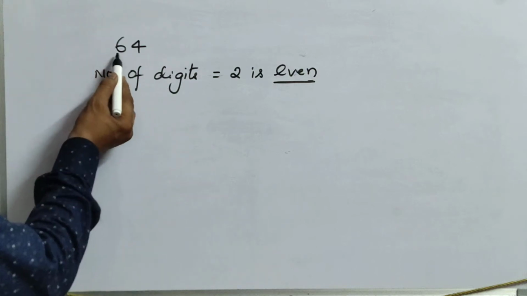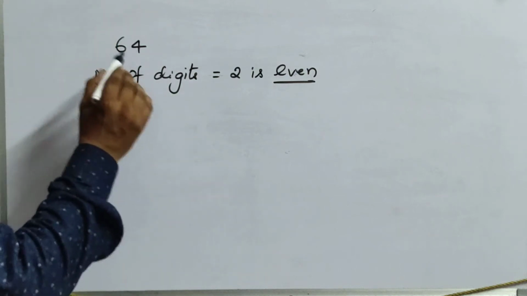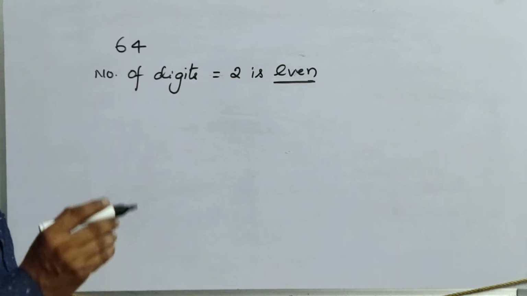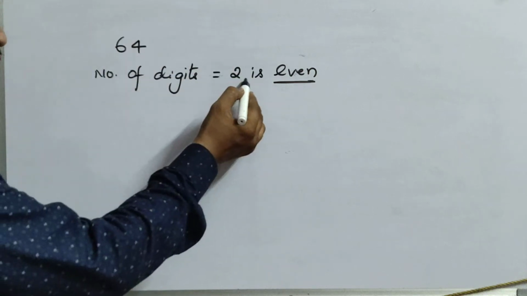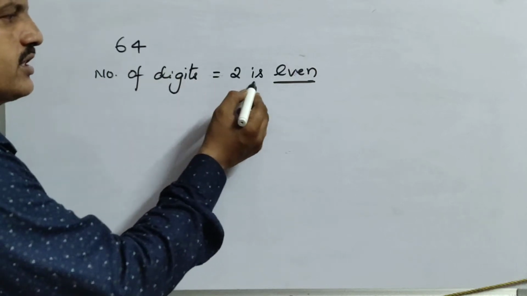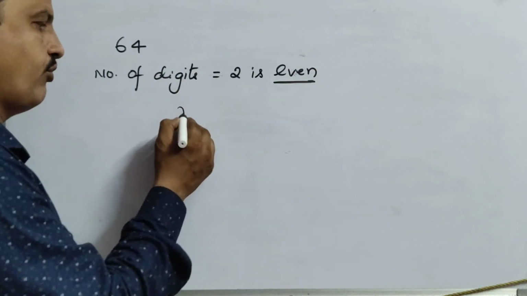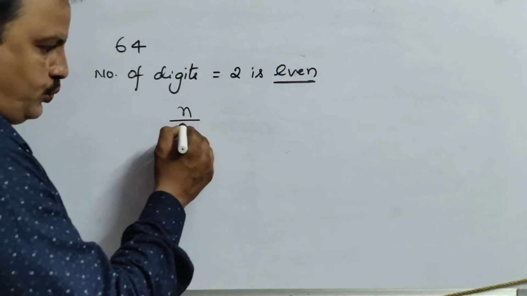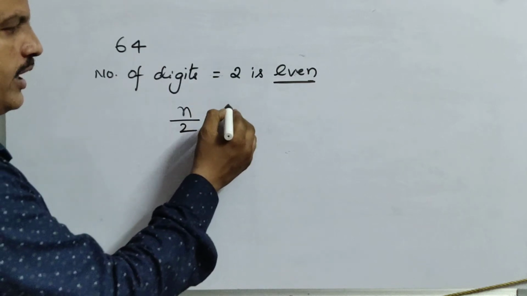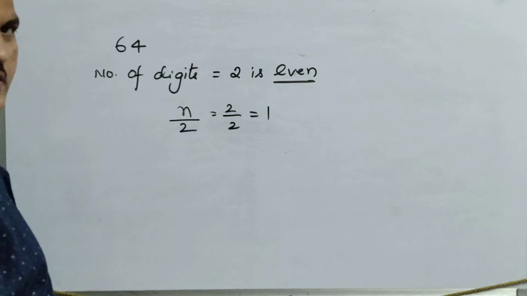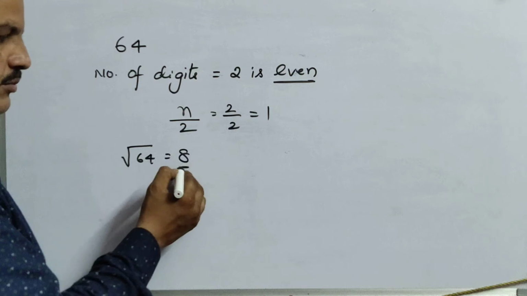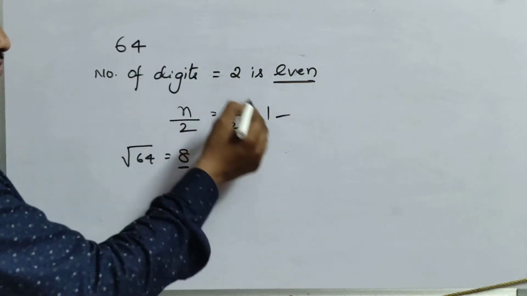Okay, first we have to count how many digits are there in the given number under the square root. Find out how many digits there are. 1, 2. So 2. 2 is even or odd? Even. Even means very easy, children. If the number of digits is even, we have one formula, n by 2. N means what? The number of digits you got. 2 by 2, that is 1. That means the square root of 64 equals 8. 8 means one digit only, no? So 1 digit for 64.